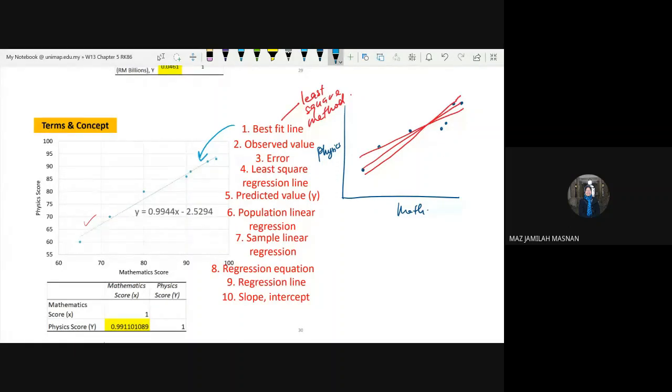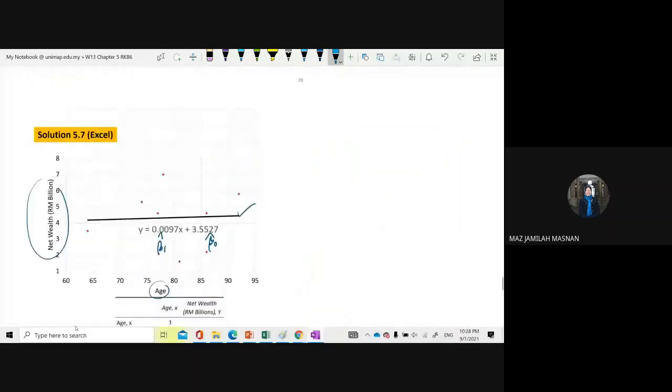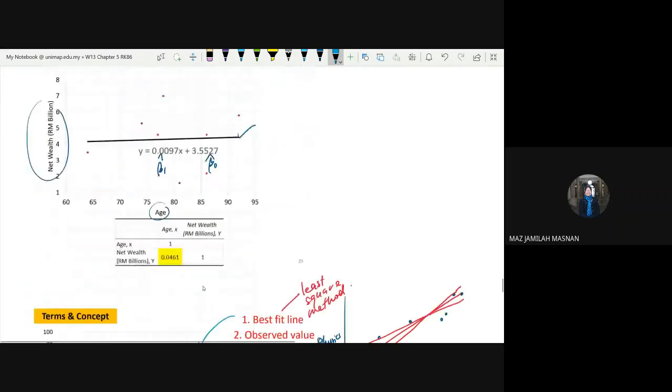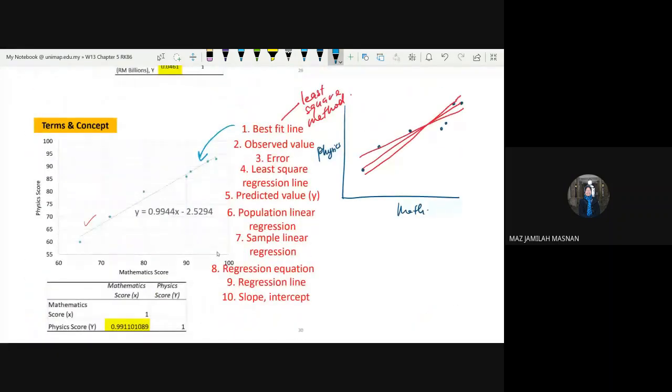What is the observed value? The observed value is the value that is given in your data. If I refer to this, this is your observed value. All these are your observed values of x and y. If you refer to what we call the scatter plot here, what is your observed value? All the dots here refer to your observed values.